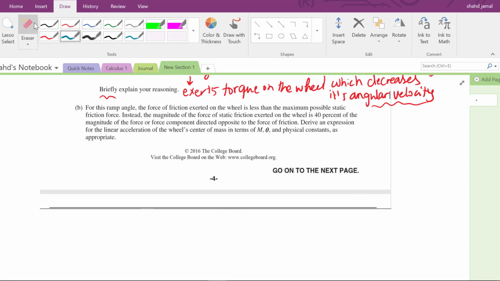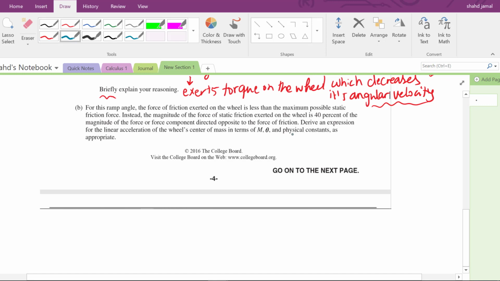So it says, for this ramp angle, the force of friction exerted on the wheel is less than the maximum possible static friction force. Instead, the magnitude of the force of static friction exerted on the wheel is 40% of the magnitude of the force or force component directed opposite to the force of friction. This is very mind-boggling. Derive an expression for the linear acceleration of the wheel's center of mass in terms of m, mass, theta, and physical constants as appropriate. Physical constants usually means like gravity, stuff like that.